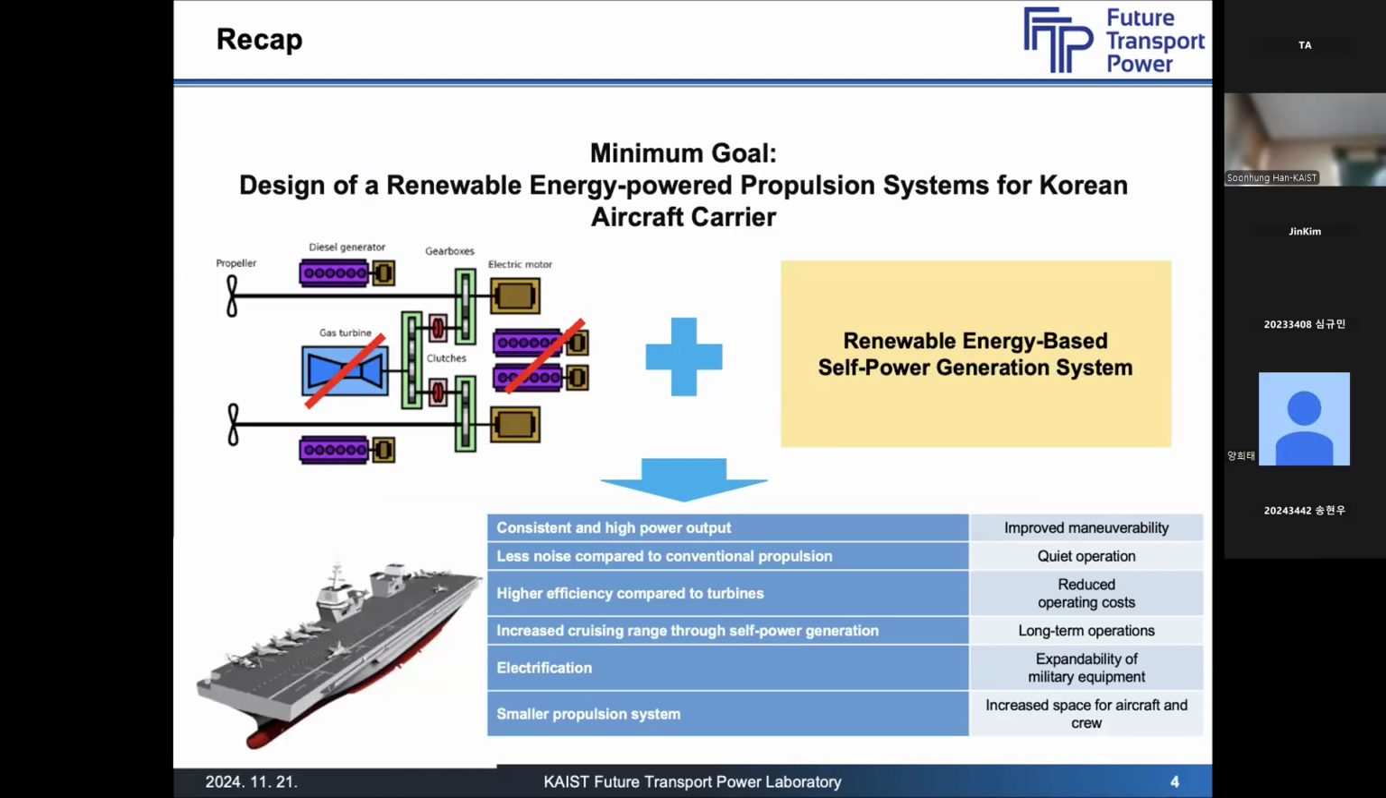However, due to the international treaty, we cannot weaponize nuclear power, so our minimum goal is to design a new renewable-energy-powered propulsion system for the Korean aircraft carrier, and hopefully match the long-term mobility and efficiency of the nuclear energy that many U.S. aircraft carriers use.